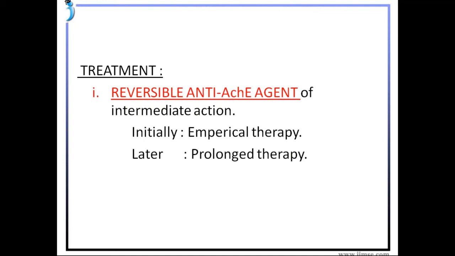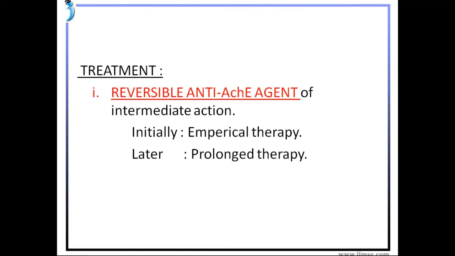Depending on the symptoms, and considering whether it is an early, a progressive, or an advanced stage, we give them an empirical therapy depending on their symptoms. And thereby we maintain the doses.